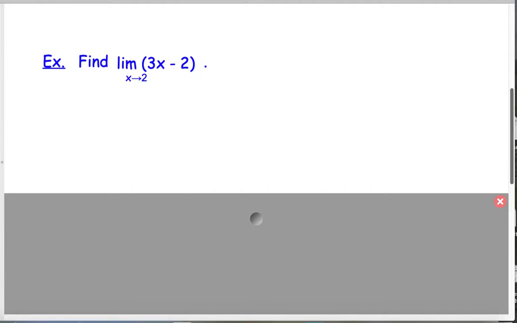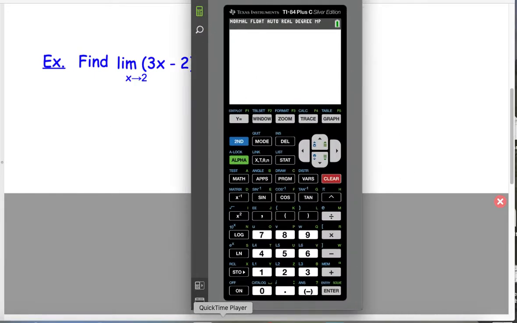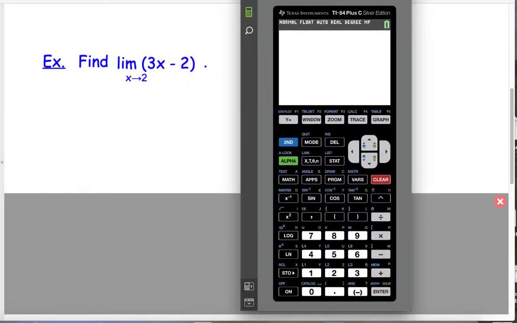So I'm actually going to call it up on the calculator and look at the graph, and then I can trace along the graph. If I put in 3x minus 2 and hit the standard window, now if I press trace and jump to 2, we know y is equal to 4. We could have figured that out by just plugging in 2 for x in our function. But this is asking what happens as we get closer and closer to 2.